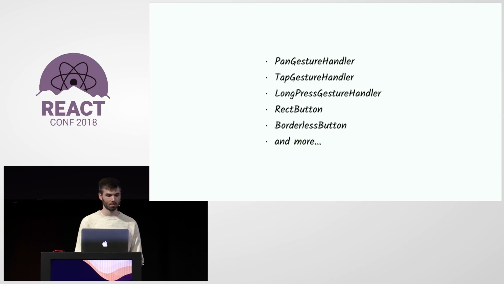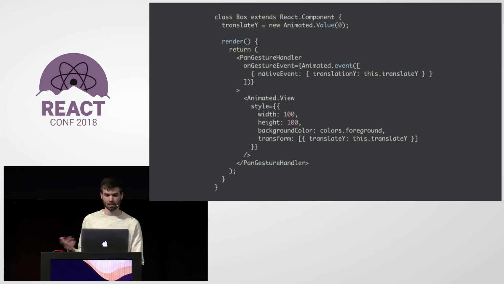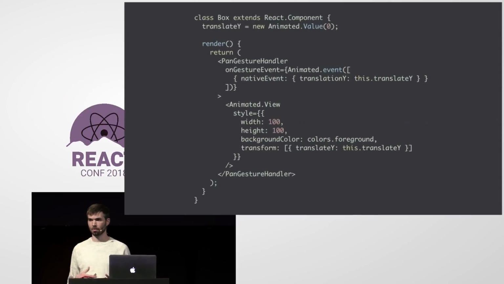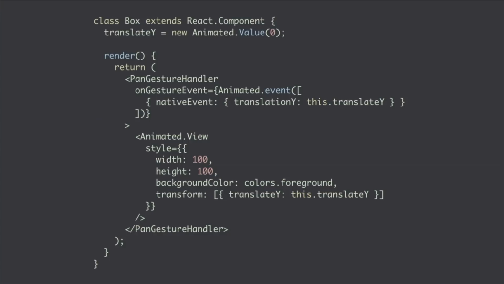It does this by providing these components: pan, tap, long press, you can do all these things. And it's a declarative API. So pan responder was an imperative API. Here, you can just use it as a component. And now you pass animated event into it, and you never have to worry about the use native driver flag. By default, it's always native. And so this is that pan interaction that will be in sync with what the native should be.